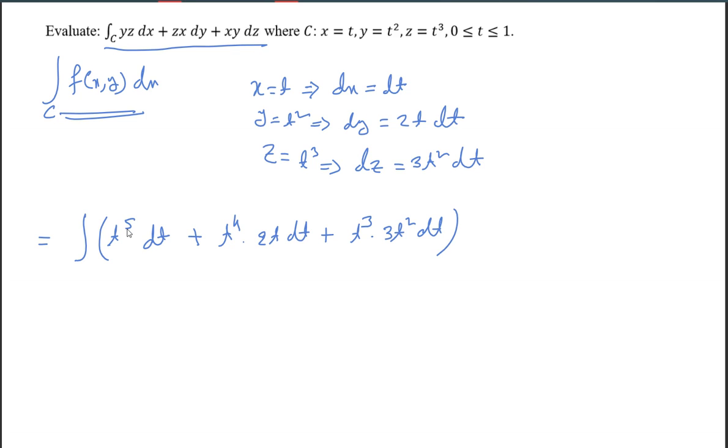And as all are converted to dt, this integration over t is given from 0 to 1. So you just simply write 0 to 1. Now just simplify this and get the value. You can get this integration. I think you can do it.